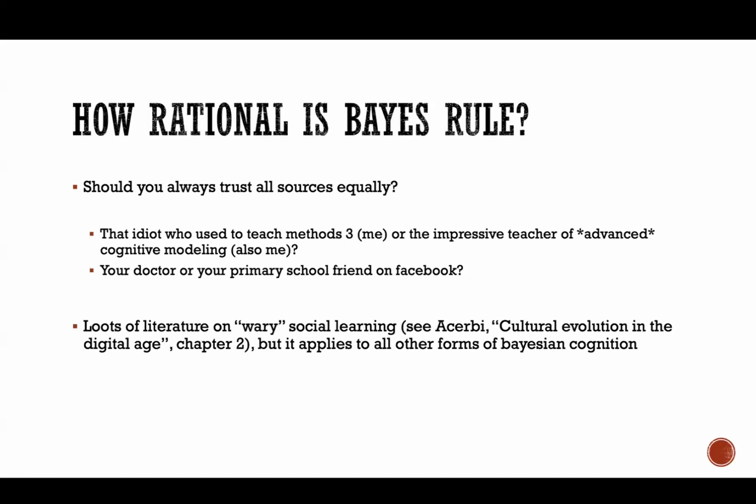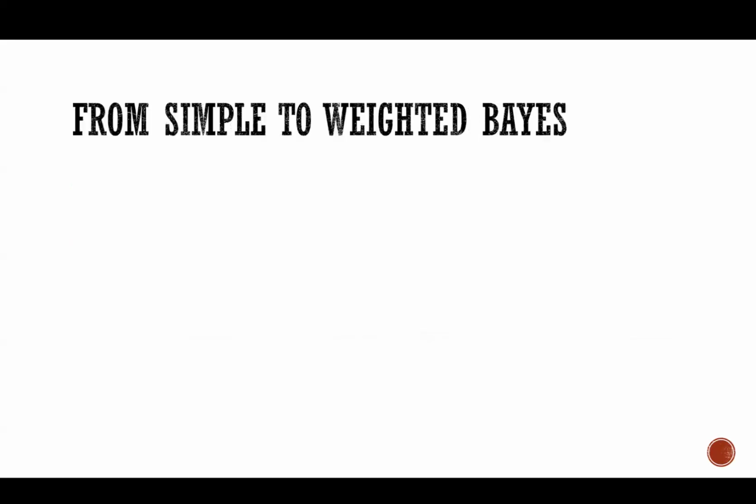And indeed, there's lots of literature on wary social learning. There's a really neat chapter in Cultural Evolution in the Digital Age that tries to make the case for being critical of all this literature on misinformation. So what we want to do is go from the simple, rational Bayesian agent to an agent that can differentially weight the evidence sources.